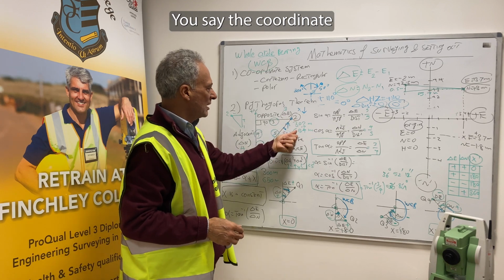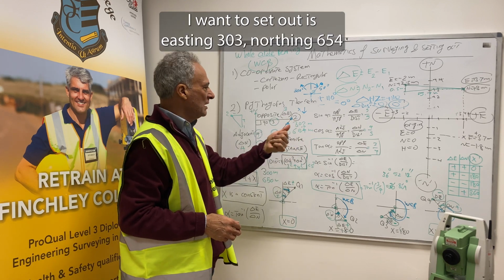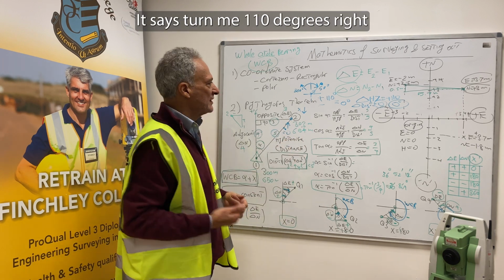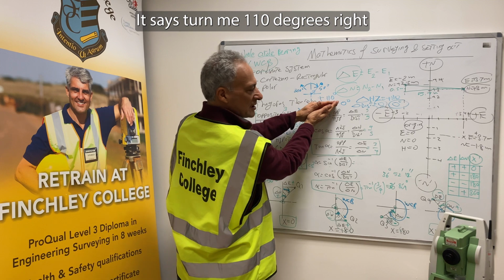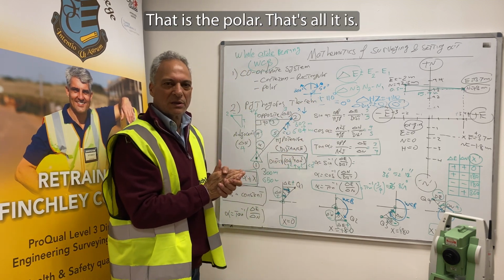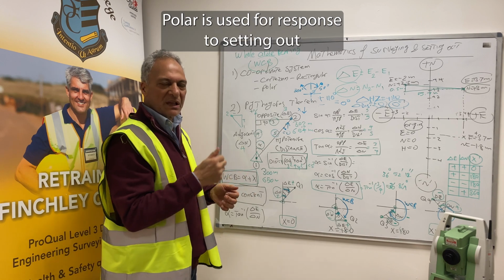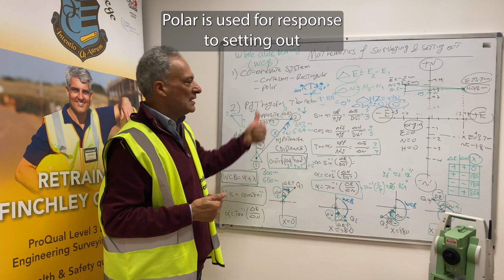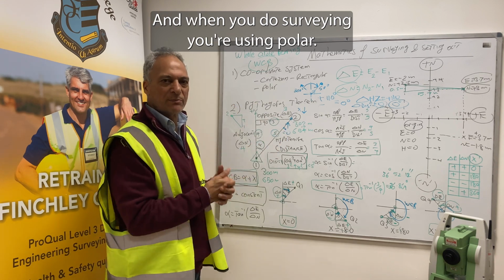You say the coordinate I want to set out is easting 303, northing 654. The instrument responds to you in polar. It says, turn me 110 degrees right and measure 5 meters. That is the polar. That's all it is. Polar is used for response to setting out, survey. And when you do surveying, you're using polar.